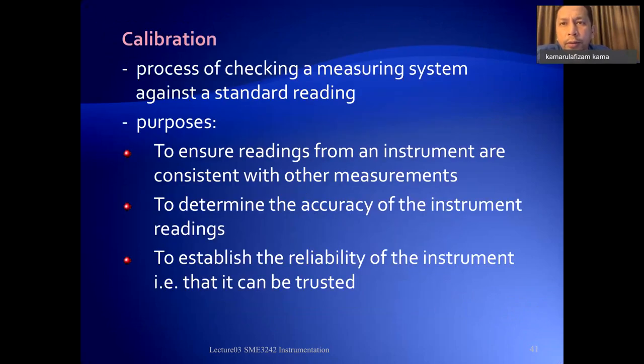And the last one, characteristic of a static instrumentation system. You have the calibration, of course. The calibration is the process of checking the measurement system against the standard reading, and typically equipment needs calibration because of many issues. All right, of course, this is to ensure that the equipment always gives the right value every time to the measurement.